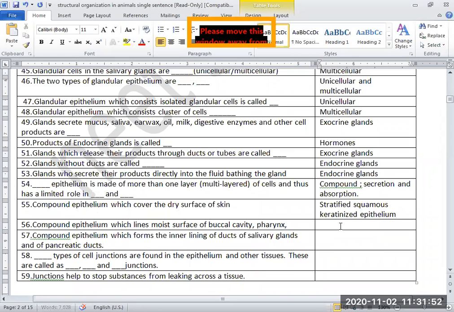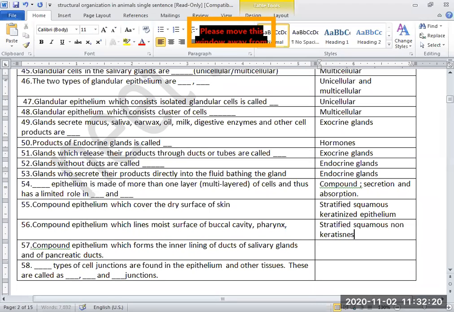Next, question number 56. Compound epithelium which lines the moist surface of the buccal cavity and pharynx. Stratified squamous non-keratinized epithelium. Very good. Non-keratinized epithelium, we can say, lining the buccal cavity and pharynx.